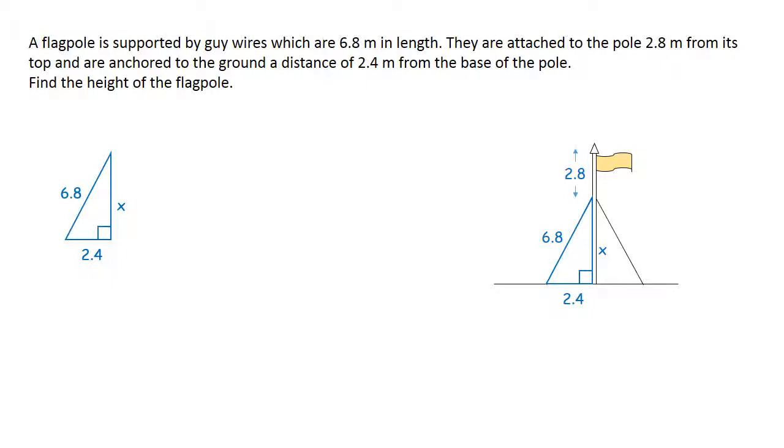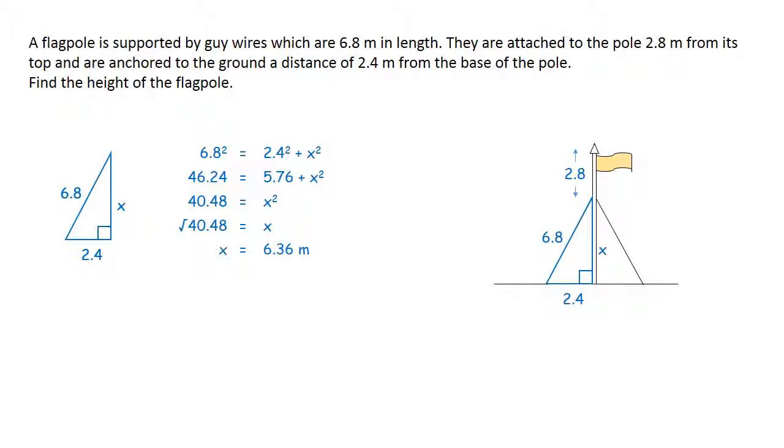It's a simple case of Pythagoras' theorem. x is not the hypotenuse side. We'll start off by saying the hypotenuse squared is equal to the sum of the other two sides squared. 6.8 squared equals 2.4 squared plus x squared. We need to do a little bit of transposition here. We can work our way down and find that x is equal to 6.36 metres.